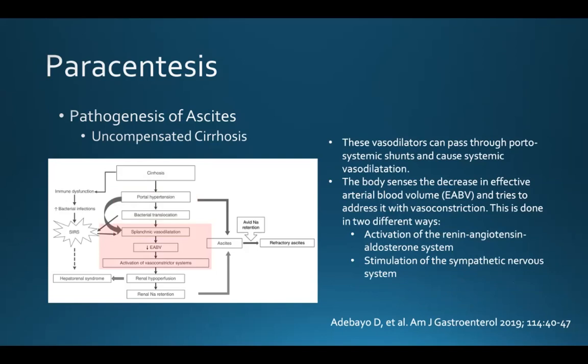These vasodilators can pass through portosystemic shunts and cause systemic vasodilatation. The body senses the decrease in effective arterial blood volume and tries to address it with vasoconstriction, which is accomplished in two different ways. First, there's activation of the renin, angiotensin, and aldosterone systems, and second, there's stimulation of the sympathetic nervous system.